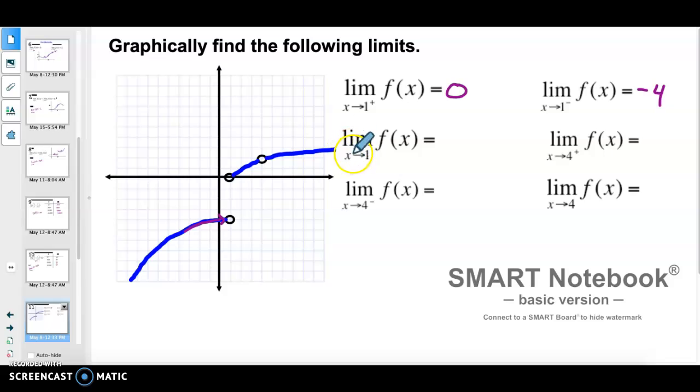So when it asks x approaches 1, not from the left or right, just in general, these two values were not equal, and you can see on the graph there's a jump here, so that limit is not going to exist. So it does not exist.